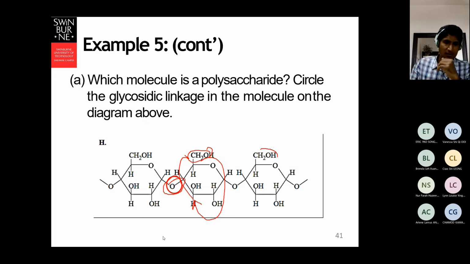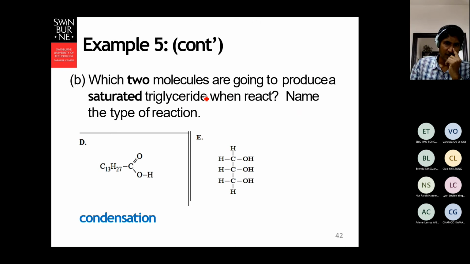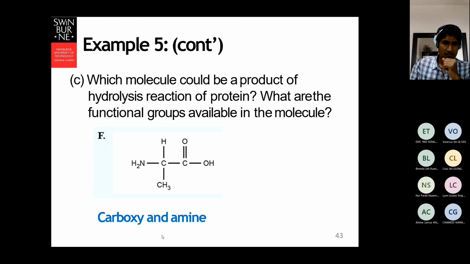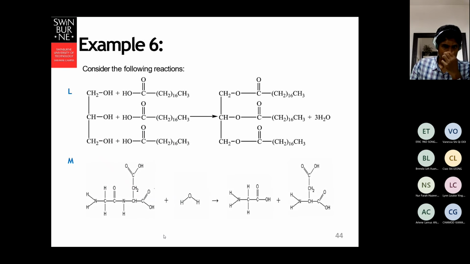Anyway, which of the two molecules are given to produce a saturated triglyceride when reacted? Name the type of reaction. Condensation. Protein is formed from carboxy and amine. So carboxy groups and amino groups are there, and they can produce another type of protein when different protein molecules are attached together.